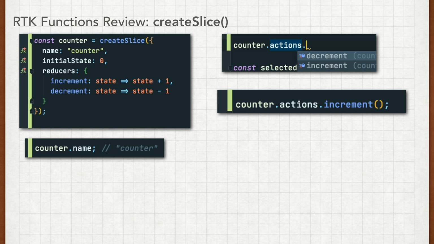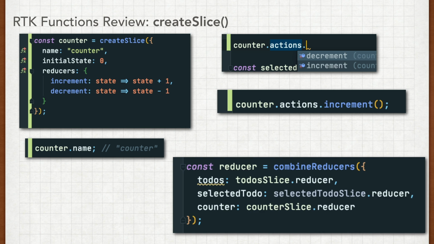But this is one of the things that makes createSlice so powerful and so efficient for us to code: it automatically creates these action creators for us. And finally, another property that this counter variable comes with is the reducer. And this reducer, we pass it to our combined reducers, or we pass it to our store.